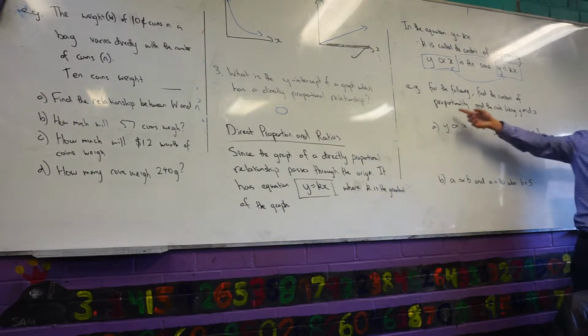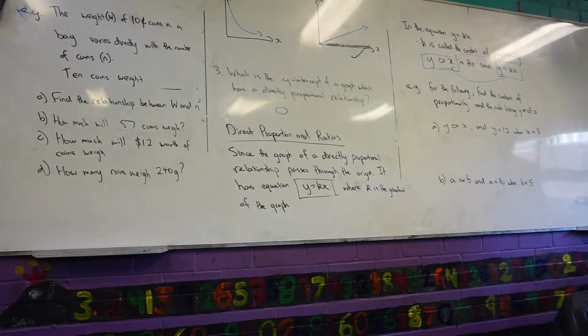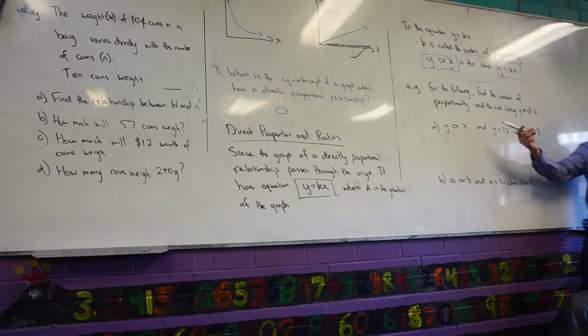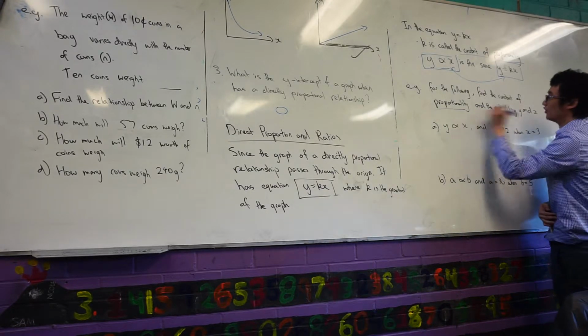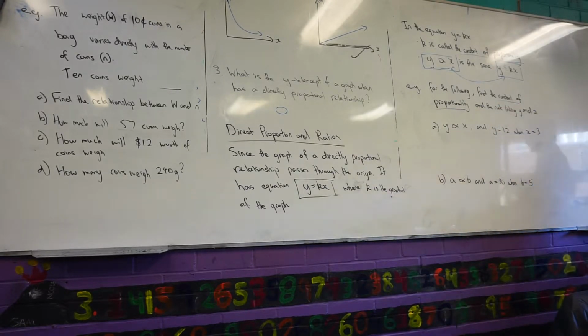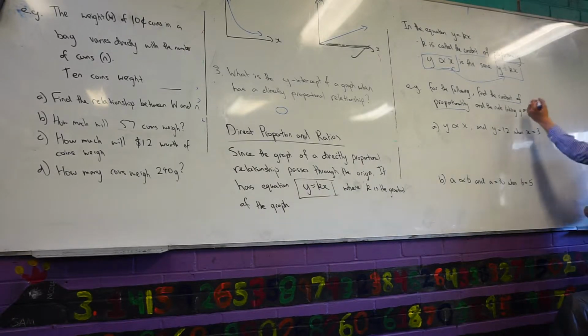Freya, can you read this one out for me? For the following, find the constant of proportionality and the rule linking them. Okay, thank you. This is why it's important to know your words. When they're asking you to find the constant of proportionality, all they're asking you to do is find k.